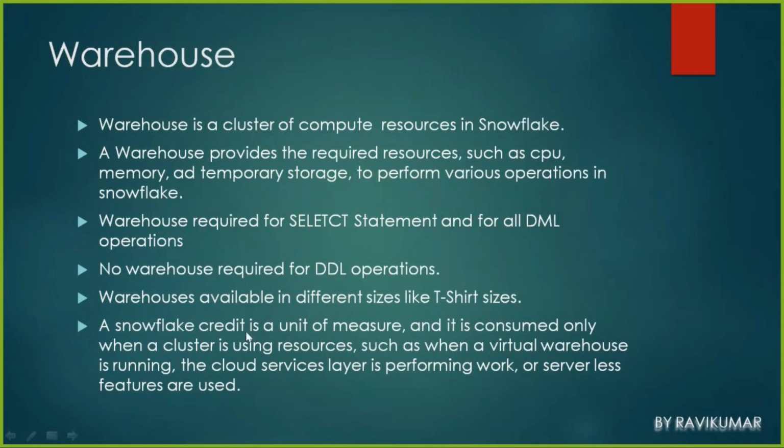Now, warehouses are available in different sizes, like T-shirt sizes: small, medium, large, X-large, double X-large, triple X-large, up to 5X-large. Let's say, for example, you choose a medium size warehouse. Then your warehouse will be allocated with a medium size, and the cluster includes 8 compute nodes. If it is large, it means 16 nodes. If it is double XL, the nodes in the cluster increase to 32. If it is 5XL, it means 512 nodes.